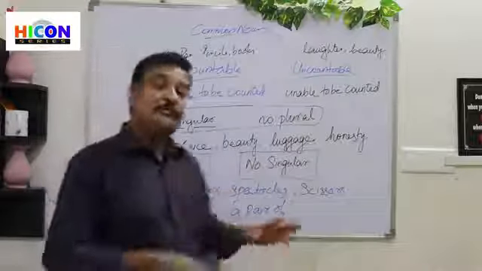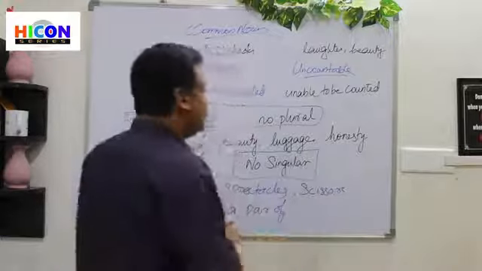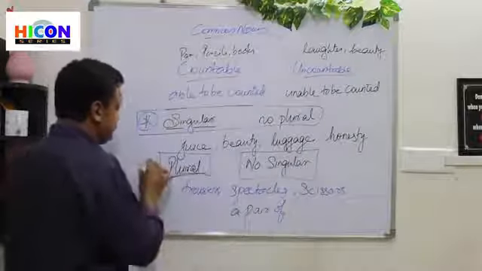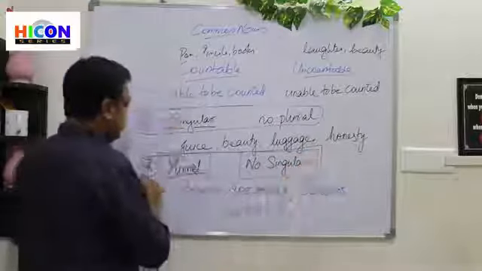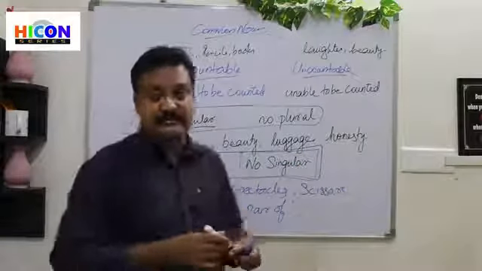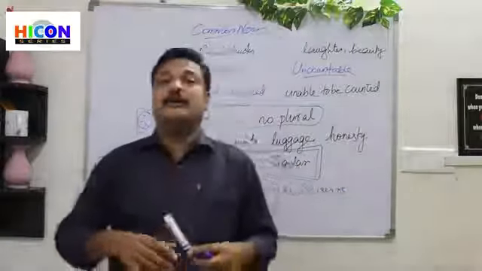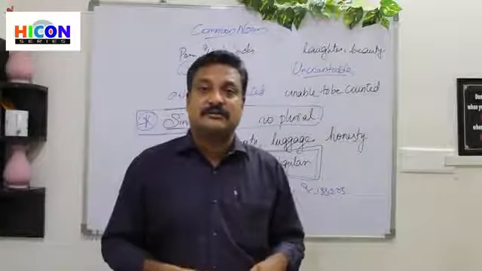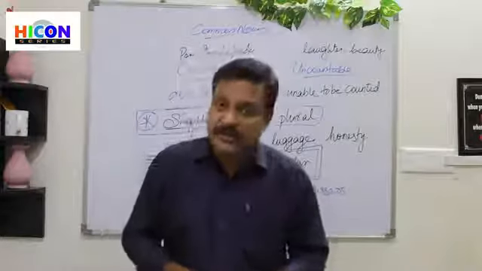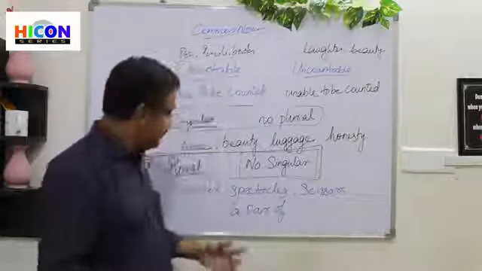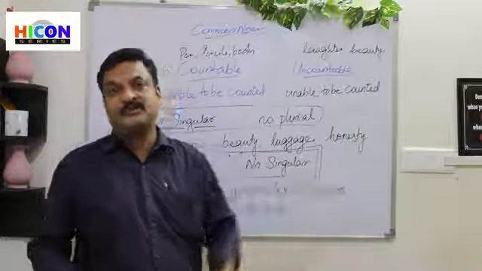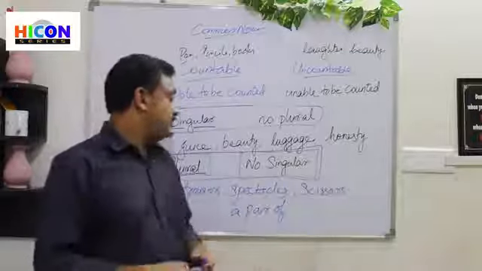Some nouns have only plural forms and there is no singular form for them, meaning we cannot use them in a singular way. So they are words like trousers, scissors, spectacles, right? So they cannot be used in a singular form, and they usually come with the addition of a pair of. So we always say a pair of trousers.